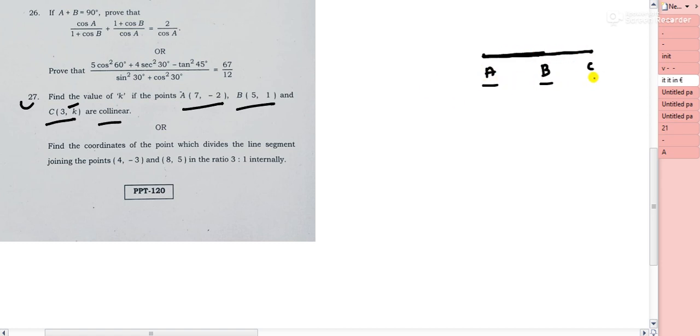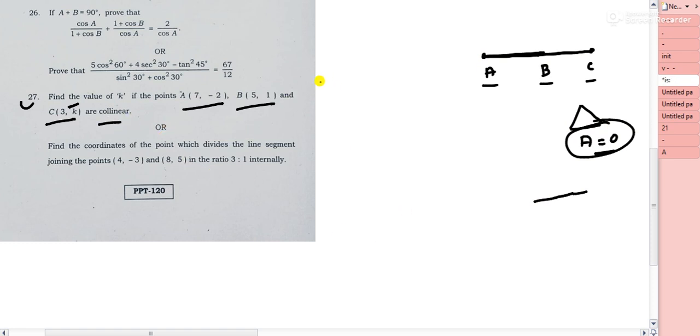So there is a basic rule. Since there are 3 points given, 3 points also form a triangle. So the area of the triangle, if the points are collinear, will become 0, right? Because it's open, it's not closed. So it means the area of the triangle is 0. So using this rule you have to find the value of k.